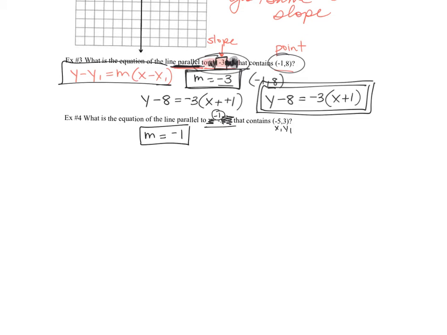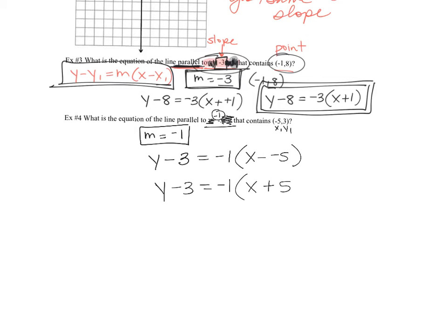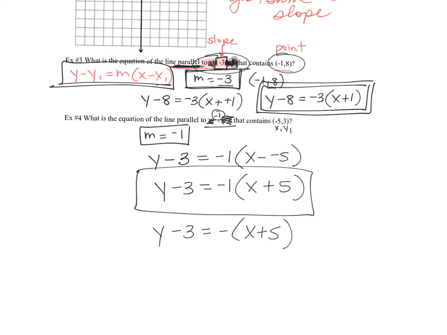And again, we're going to put it into point slope form. So to do that, it's going to be y minus 3, my y1 value, equals -1 for our slope, and then x minus a -5. So the simplest way we can write that is y minus 3 equals -1 times x plus 5. Technically, this is a great answer, or maybe you don't want to put the 1 in. You could just write negative x plus 5. That's fine too. Either one of those is great.